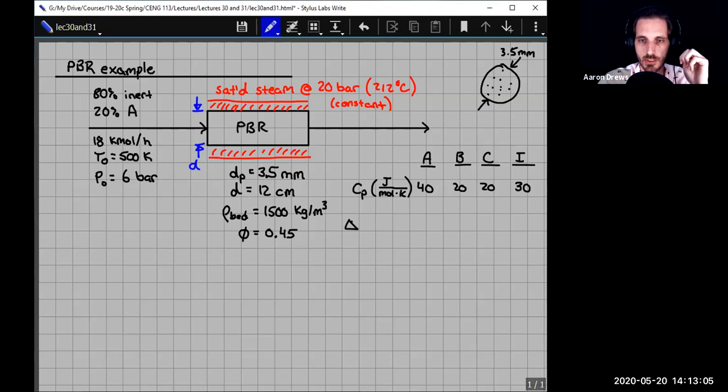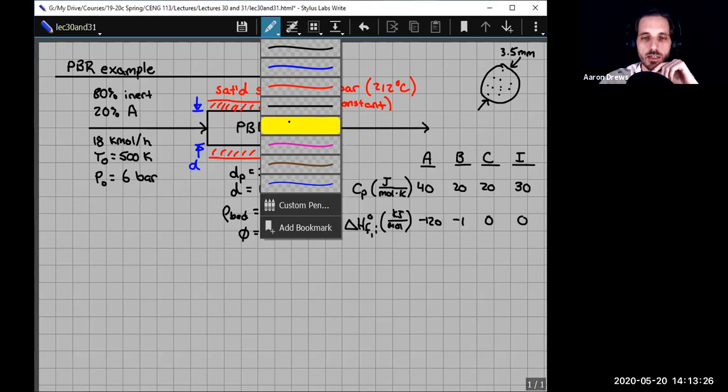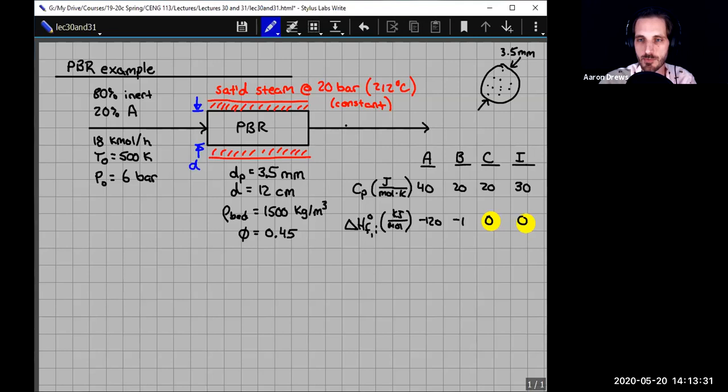Speaking of enthalpies of reaction, the enthalpies of formation in kilojoules per mole will be minus 120, minus 1, 0, and 0. So this should give you something of an idea of what these species are. Once you have a 0 and a 0 for your enthalpies, those have to be elements of some form. The example that I'm doing here is C is kind of like hydrogen and I is sort of like nitrogen, but we're not actually specifying them in particular.